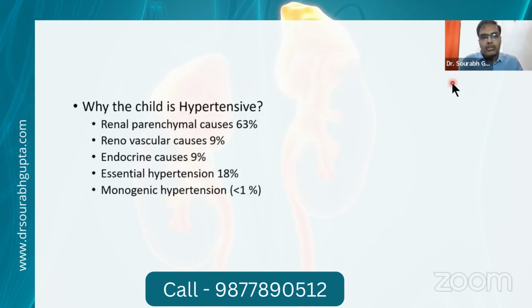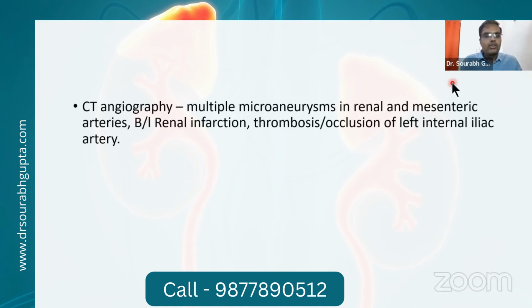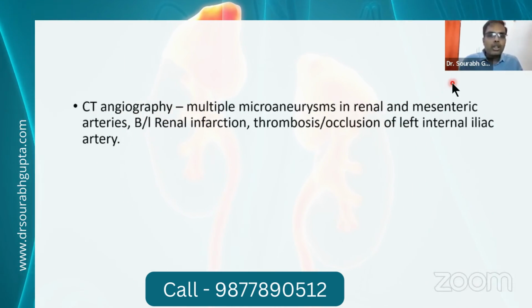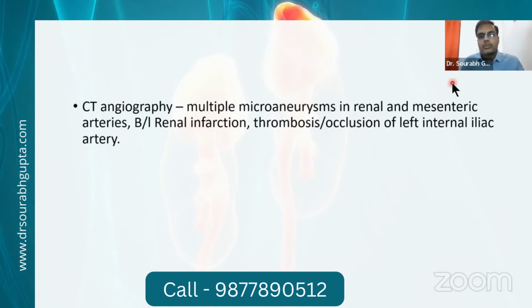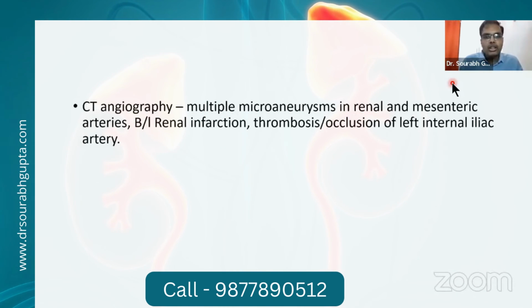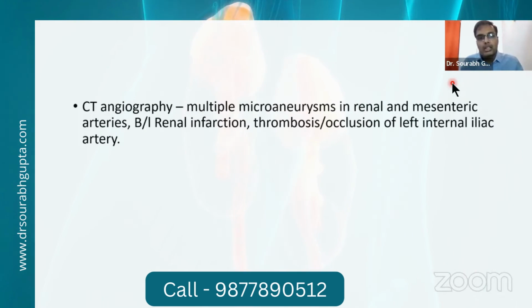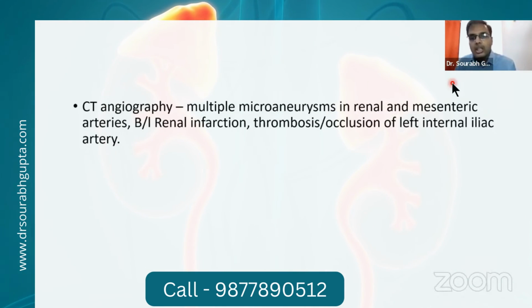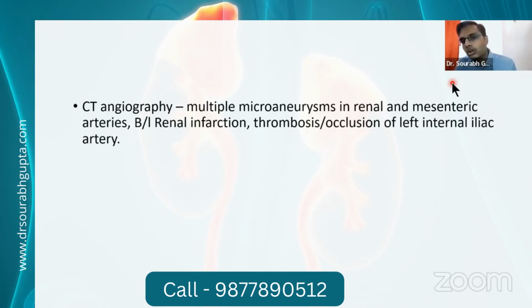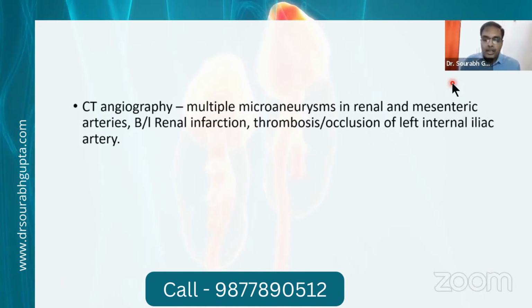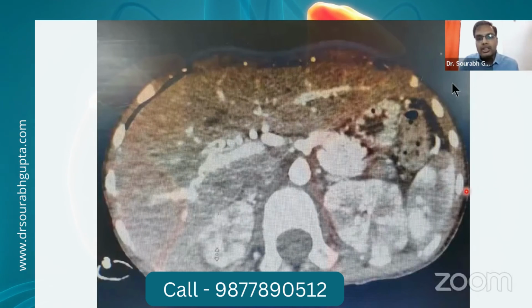So we went ahead and did a CT angio, and what we found is that this child has multiple microaneurysms in the renal as well as in the mesenteric artery. There were bilateral renal multiple infarctions, and he also had occlusion of the internal iliac artery. So this was his CT.